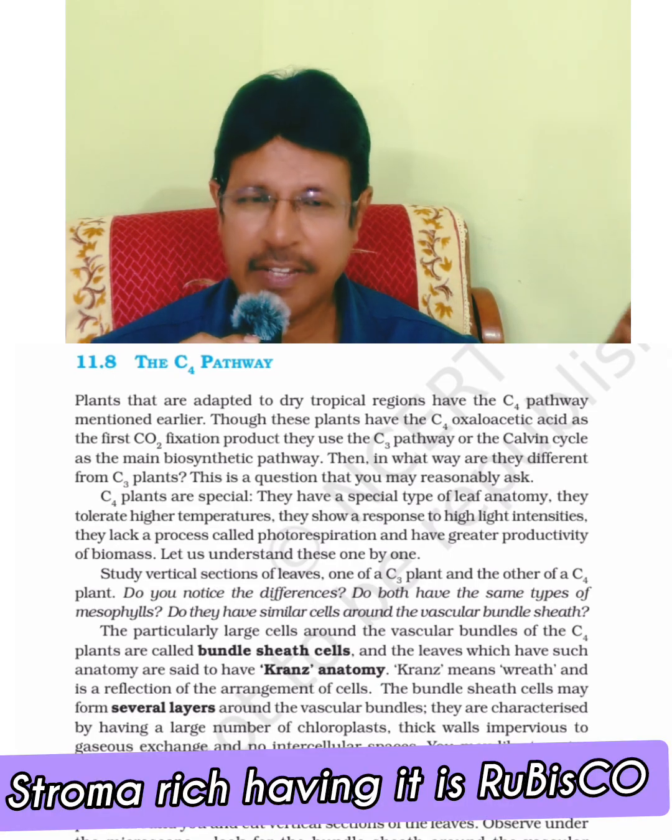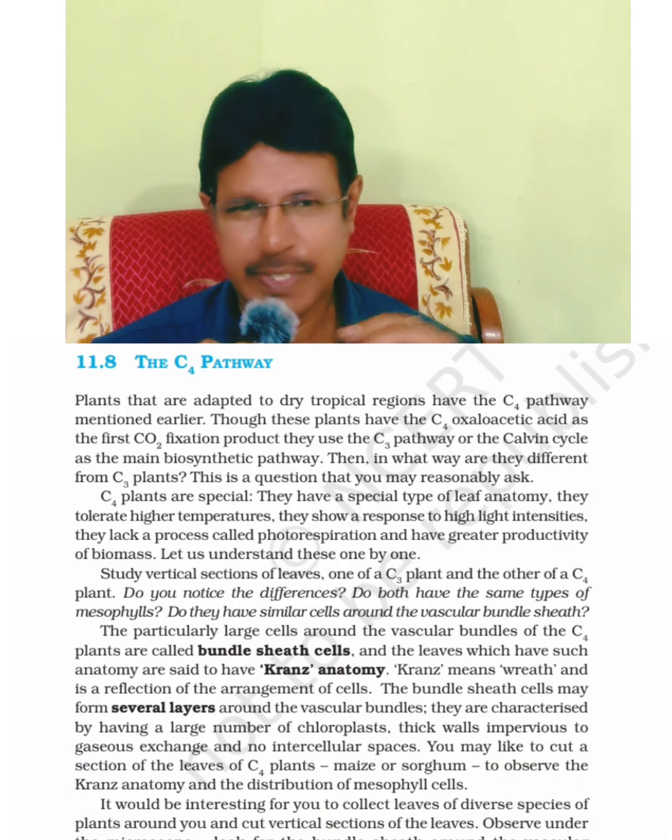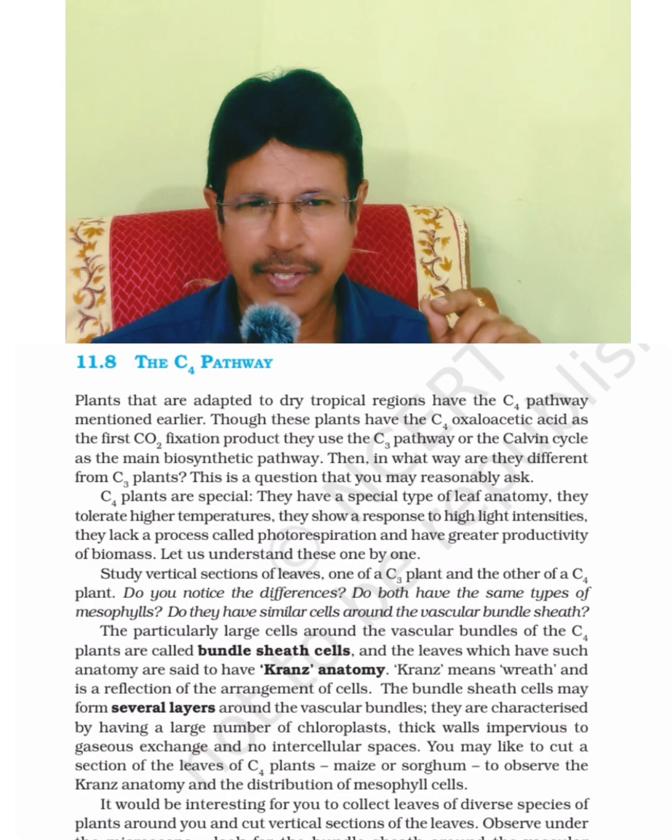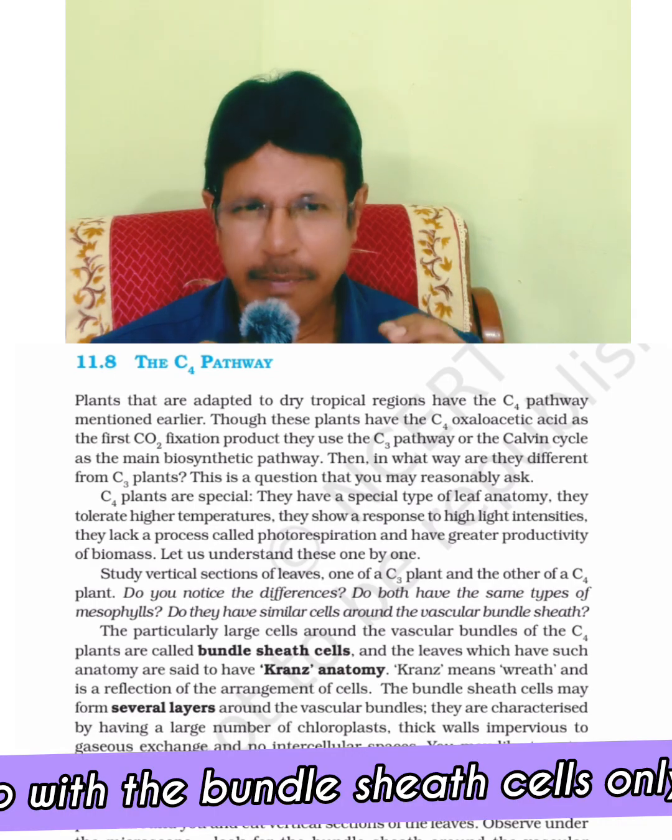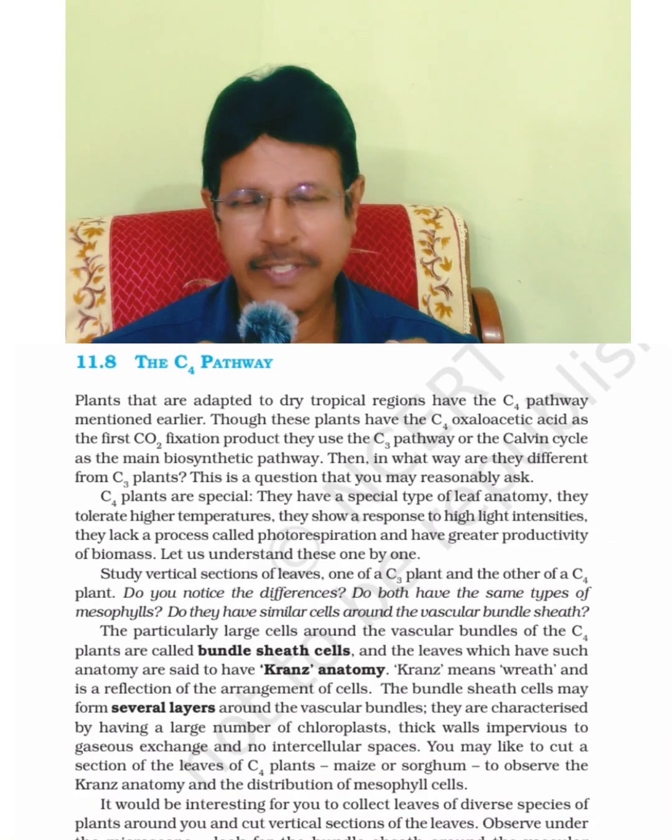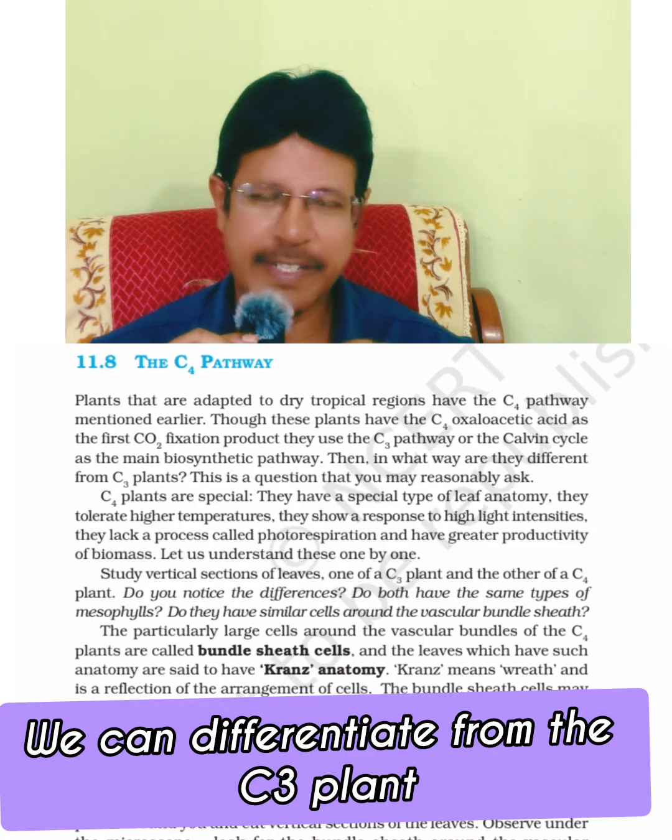The stroma is rich in rubisco. So mesophyll has PEPcase and bundle sheath has rubisco. With the bundle sheath cells only, we can recognize it as a C4 plant and differentiate it from the C3 plant.